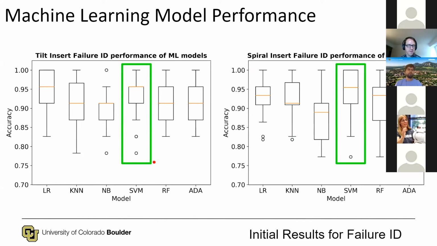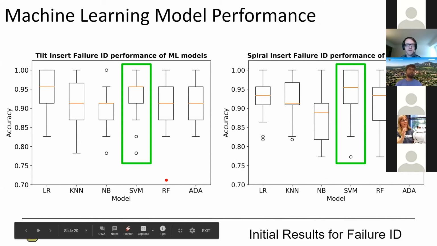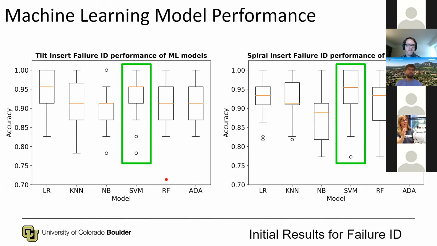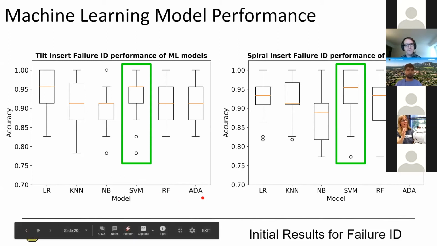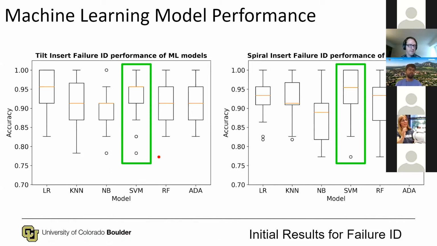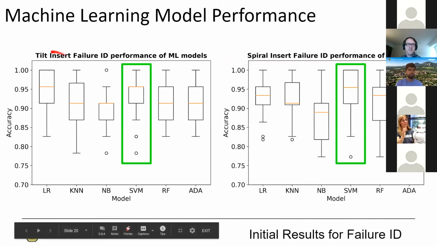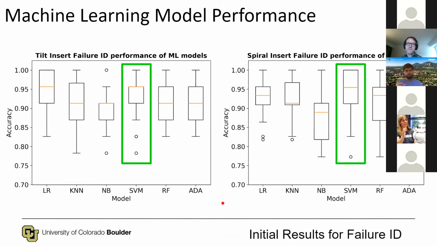So we also looked at the machine learning models such as logistic regression, k-nearest neighbors, naive Bayes, support vector machines, random forest, and AdaBoost classifiers. We saw that the machine learning models perform surprisingly well and even better than the neural network models, with SVM and logistic regression performing the best out of the machine learning classifiers. But we want to spend more time tuning these and the NN models as well to ensure that we find the right tool for the job of failure identification.